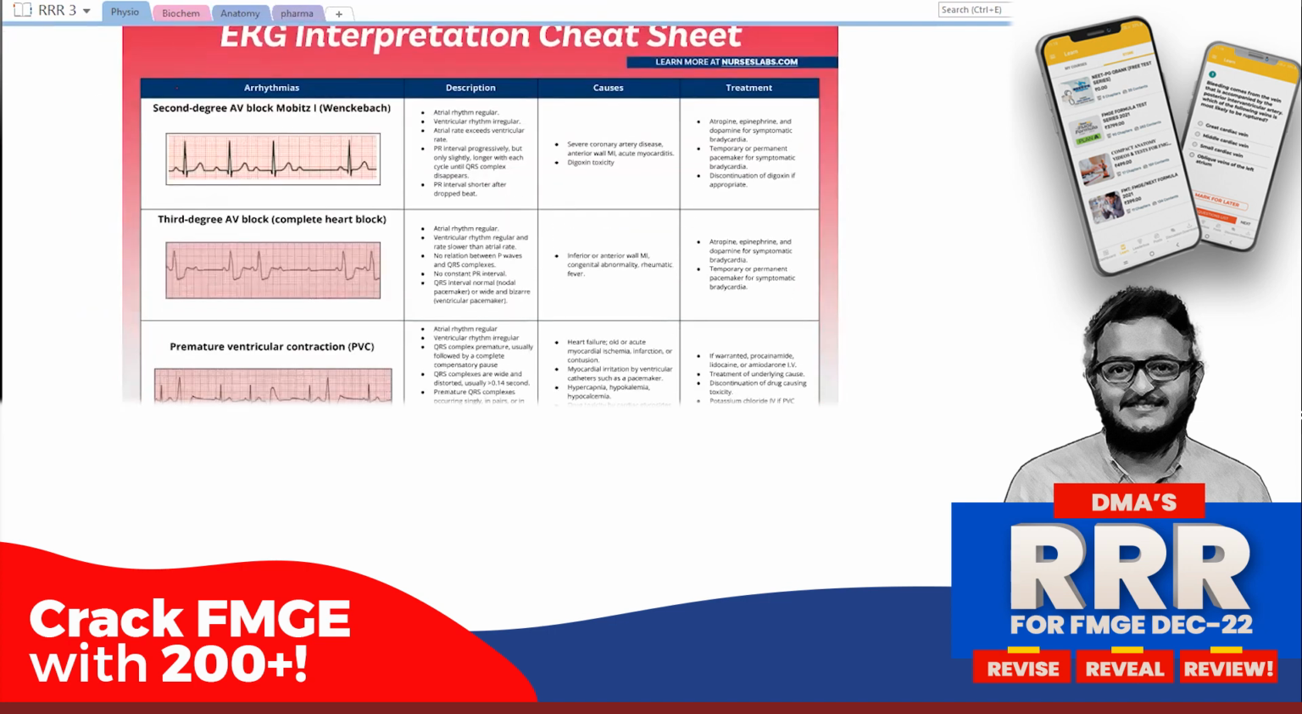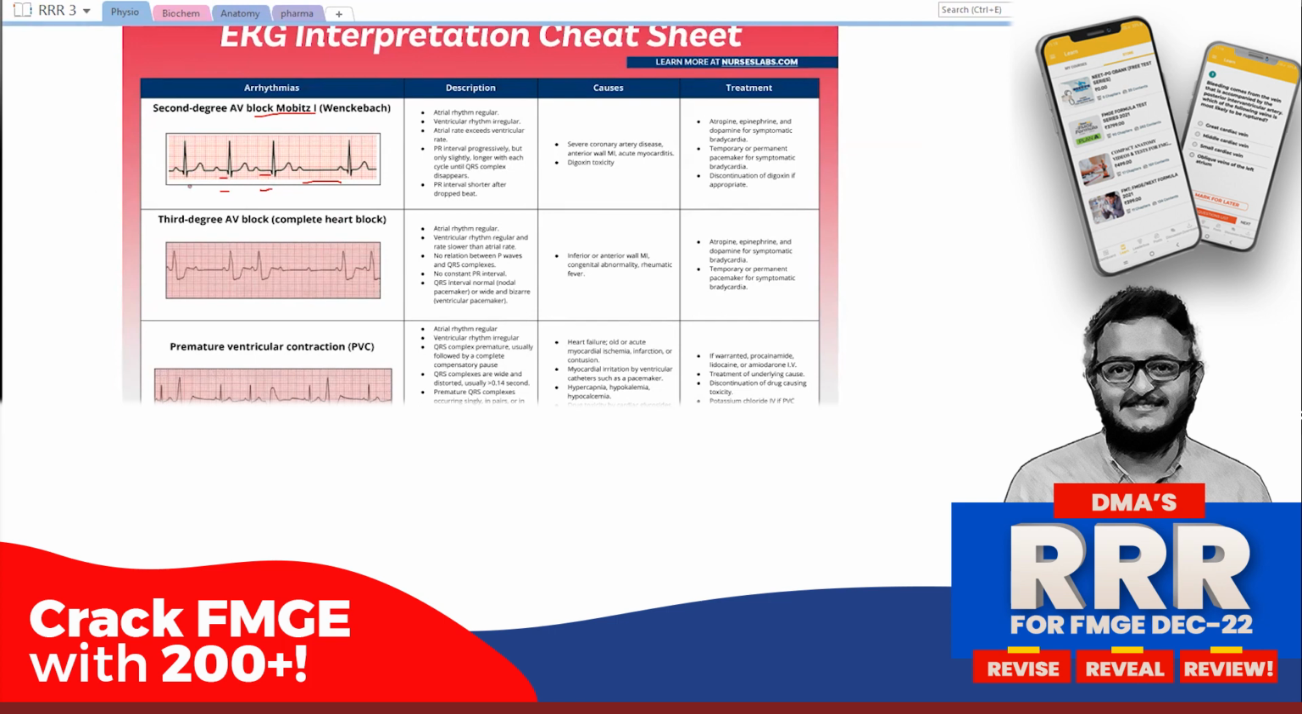Second degree has got two types, Mobitz type 1 and Mobitz type 2. See, in Mobitz type 1, what is happening? You see P is over there, QRS, T normal, then again P, but a little bit prolonged PR interval. Then QRS, T, then again P, and furthermore prolonged. Then QRST, then P very much prolonged, but no QRS. See, PR interval is gradually getting larger, and after a certain point there is a drop in QRS. So that is called Mobitz type 1.